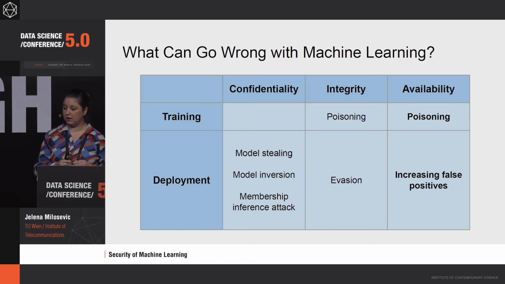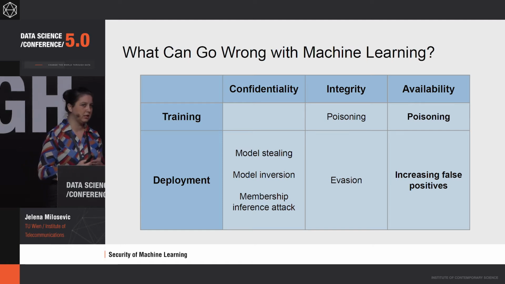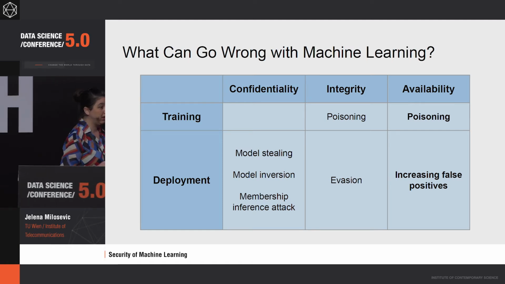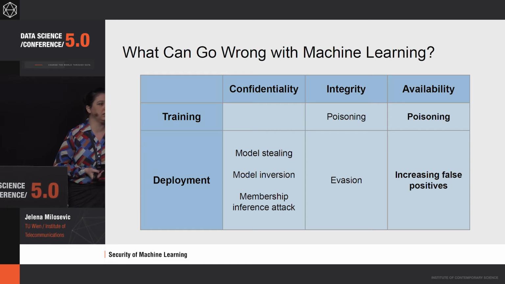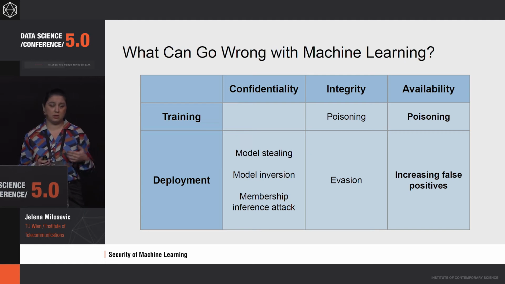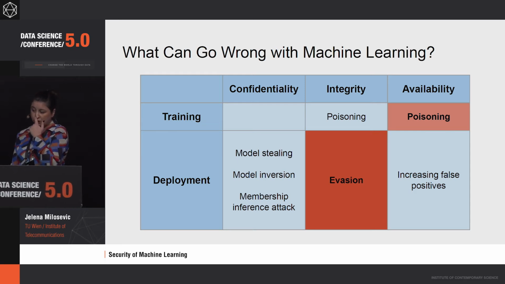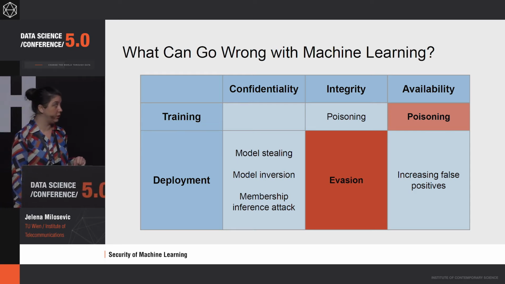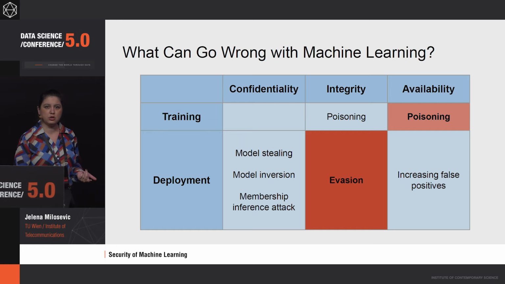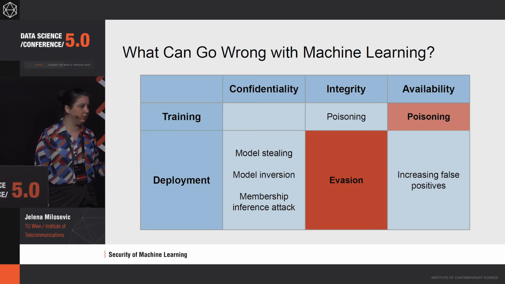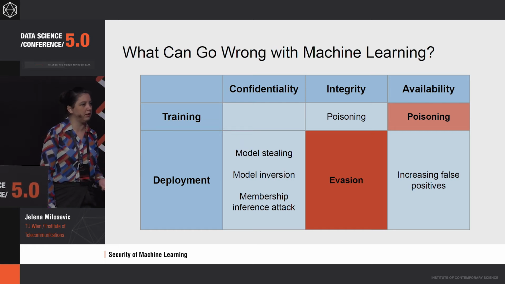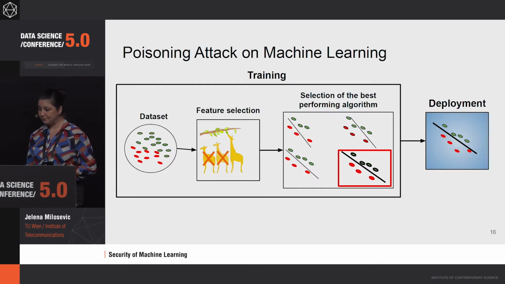And also in the deployment stage, it can happen that the system is abused in such a way that false positives are so increased that basically the system is under denial of service, or that the trust that one can place in the system is completely lost, so it's basically a useless system. During this talk, I will just briefly talk about poisoning and mostly about evasion, because these attacks I find the most interesting and the most relevant at this particular point.